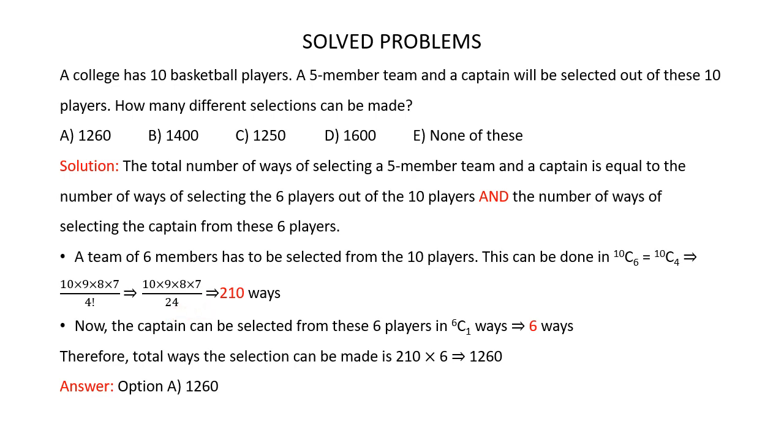Now that the 6 players have been selected, any one of those 6 players can be the captain. So the captain can be selected from these 6 players in 6C1 ways, which is 6 ways. So the total ways the selection can be made is 210 multiplied by 6, which is 1260. So the correct answer is option A, 1260.